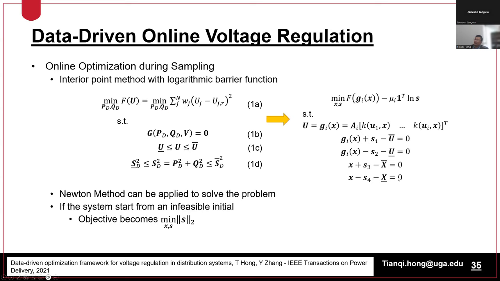After we can represent the nonlinear power flow function by using a kernel function, we can rewrite the original global voltage regulation problem into a kernel-based voltage regulation problem and further consider the interior point method with logarithmic error function to reformulate the problem in this way. And a new method can be directly applied to solve this problem. If the system starts from an infeasible initial point, the objective function can be switched into a slack variable minimization to find a feasible solution first.